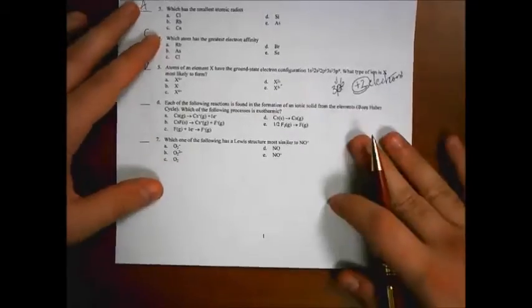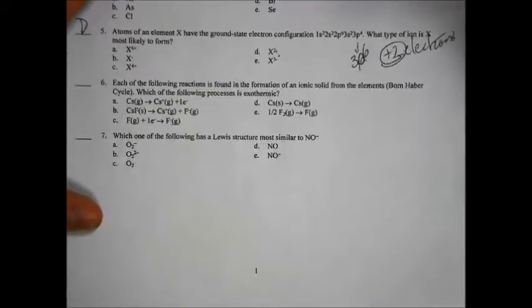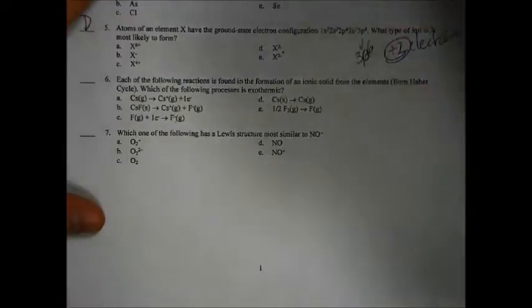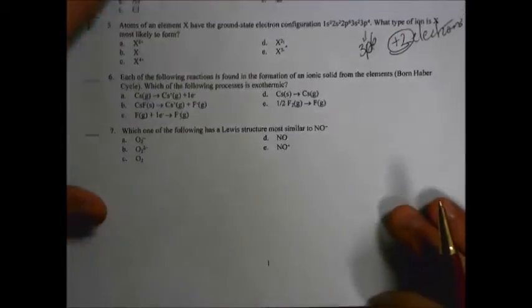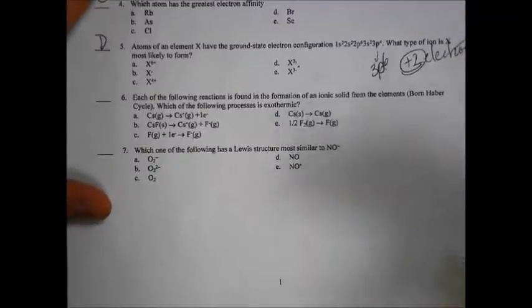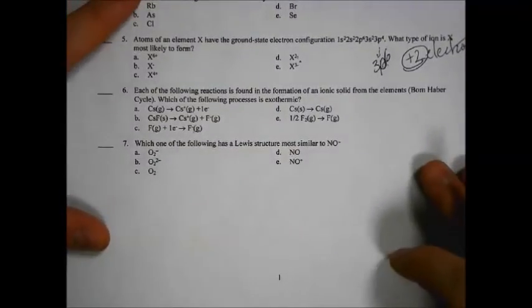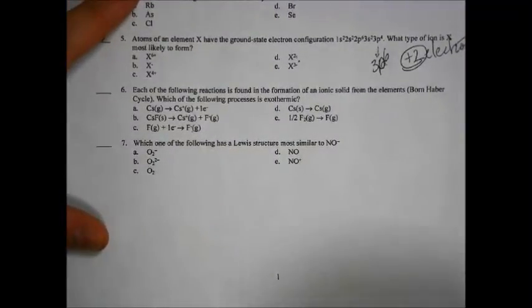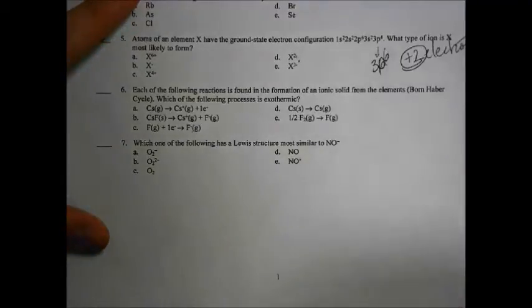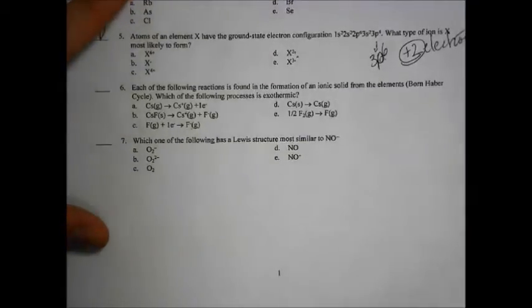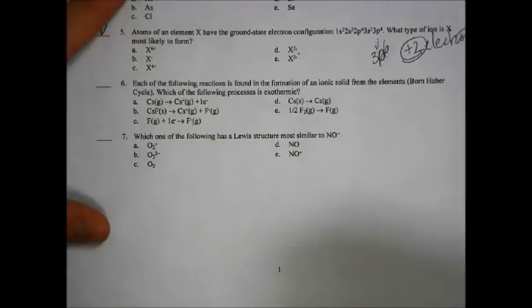So question number 6 is related to the Born-Haber cycle, which is basically your lattice energy type questions. Now, the reason why we like to ask this in a more conceptual form rather than in a more numerical form is because it's very difficult in the short period of time you have to take the test to do a lot of numerical equations.